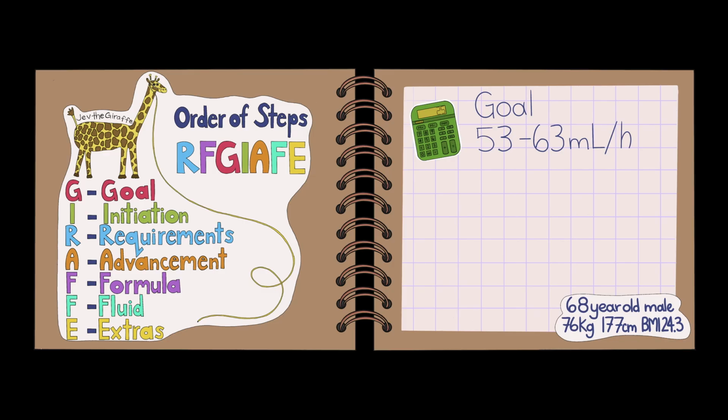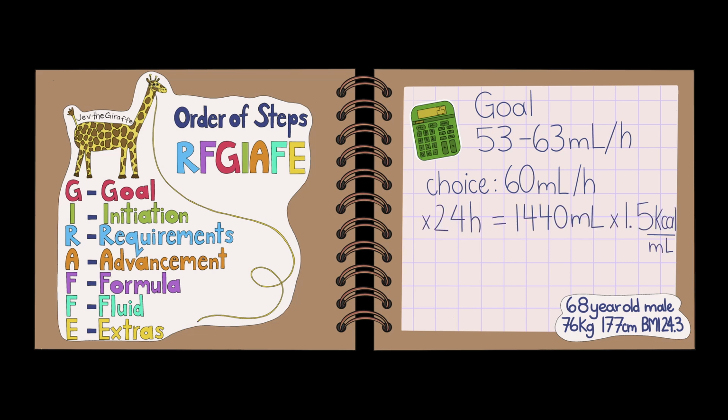We need to give somewhere between 53 and 63 ml per hour. I would likely pick 60 ml per hour for convenience. If we set our goal at 60 ml per hour, then we will provide 1440 ml of formula, which will provide 2160 calories, which is 28.4 calories per kilo.